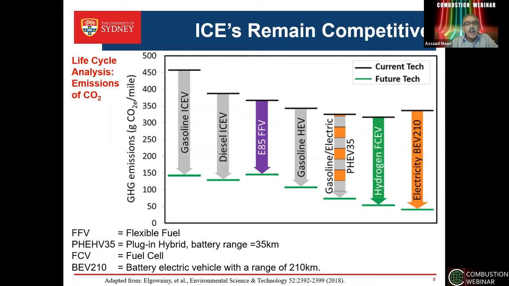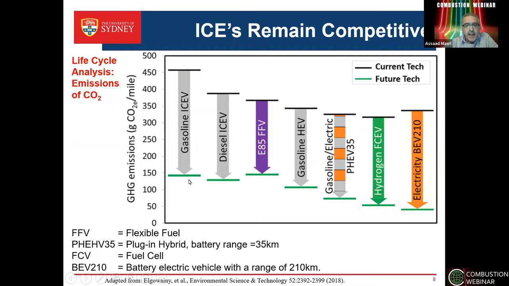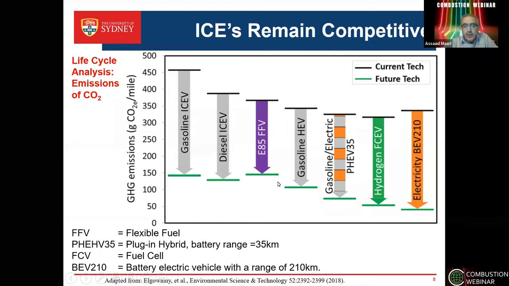And what they have surveyed here is a range of vehicles from internal combustion engines, being gasoline and diesel, to hybrid vehicles, that is the hybrid electric, and then gasoline electric, and also the hydrogen fuel cell vehicles and the electric BEV with a range of 210 kilometers. The black bars on the top show the current technology and the current rate of greenhouse gas emissions in terms of CO2 per mile. And the green bars at the bottom of that show future technology given the developments that are likely to take place in the next 25 years.